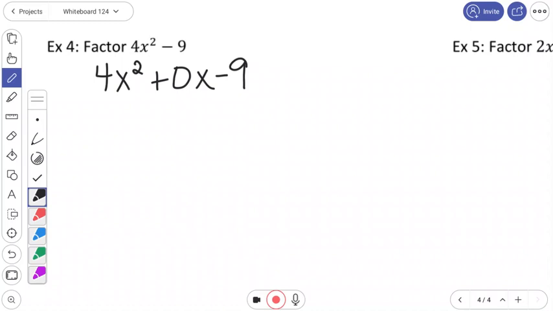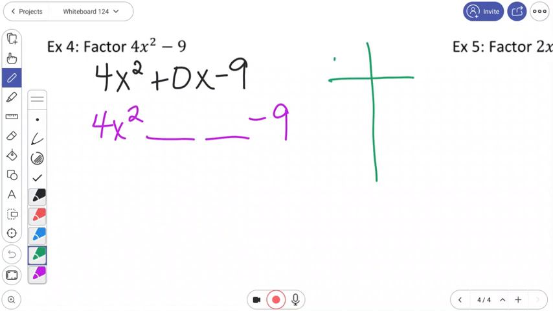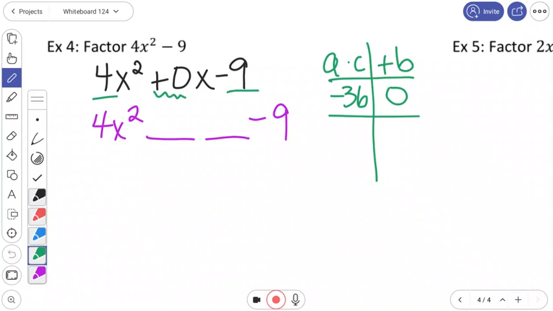There's no GCF here, so I know I'm going to rewrite this expression. We have 4x squared, blankety blank, minus 9. We're going to go ahead and make our t-chart with A times C that add to make B. My A value is 4. My C value is -9. Multiplied together, that gives us a -36. And our B value is 0. So the factors of -36 that combine to make 0.